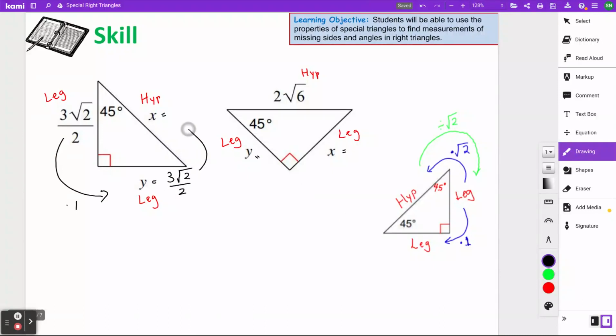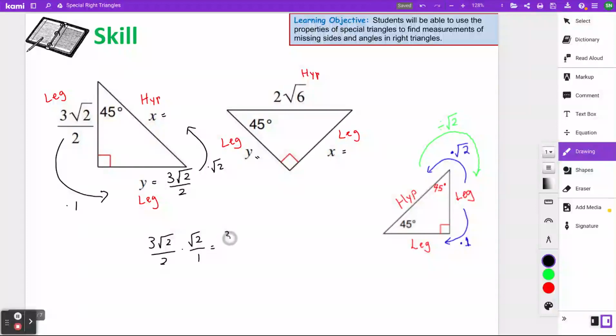Now to go to the hypotenuse, we need to multiply times the square root of 2. So we start off with 3 square root of 2 divided by 2. That's the leg. We multiply times the square root of 2. I like to multiply times a fraction, so I'll put a 1 under it. Multiply the numerator. 3 is outside, bring it over. Square root of 2 times the square root of 2 is the square root of 4. At the bottom, we have 2 times 1 is 2.